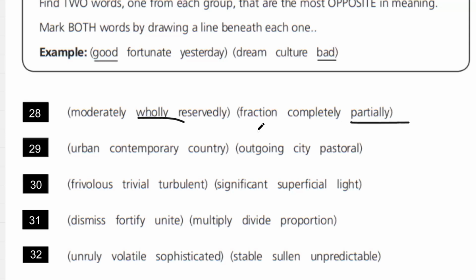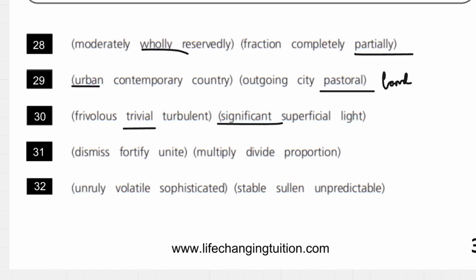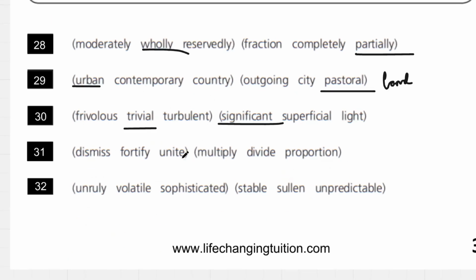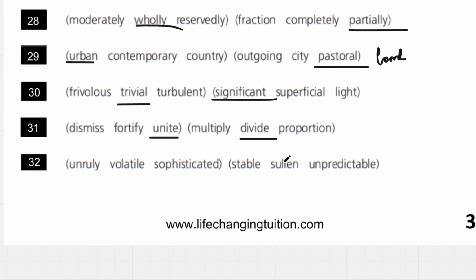Question number 29, we have urban and pastoral means to be land to do with sheep or cattle, so quite rural land. So pastoral would be its antonym. Question number 30, trivial means something non-important, and then significant means something very important. So those would be antonyms. And then 31, we have unite and divide are direct antonyms. And then question 32, volatile, something that is very chaotic or erratic, and then stable.